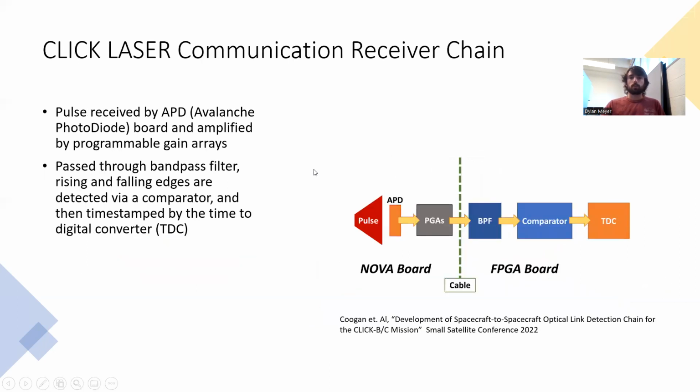So this is the receiver chain for the satellite. It first starts with a laser pulse. Those are used to communicate data via a modulation scheme. It's then received by this APD, which stands for Avalanche Photodiode board, and is then amplified by programmable gain amplifiers (PGAs) so the signal can be received by the FPGA board. On the FPGA, it is run through a bandpass filter, comparator, and then a time-to-digital converter, which allows us to demodulate the signal.